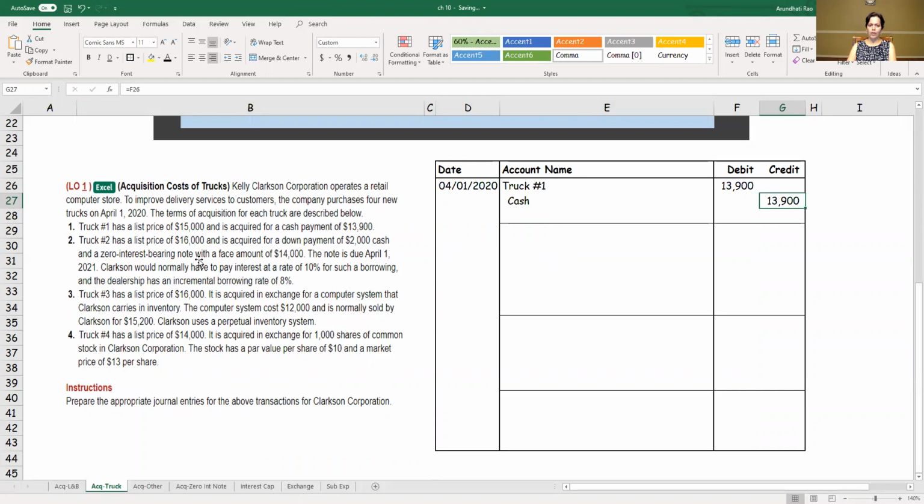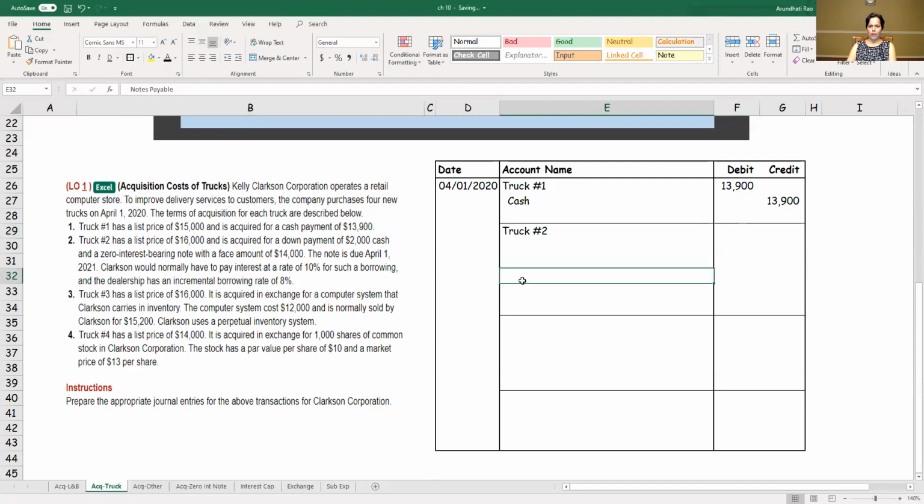We're doing the journal entry in the books of Clarkson, so we don't care about what the dealership's incremental borrowing rate is. We care about our incremental borrowing rate, which is 10%. So we need to discount the note, the $14,000. For 10%, the number of periods is 1. So it's the same date. We're going to debit truck number 2.